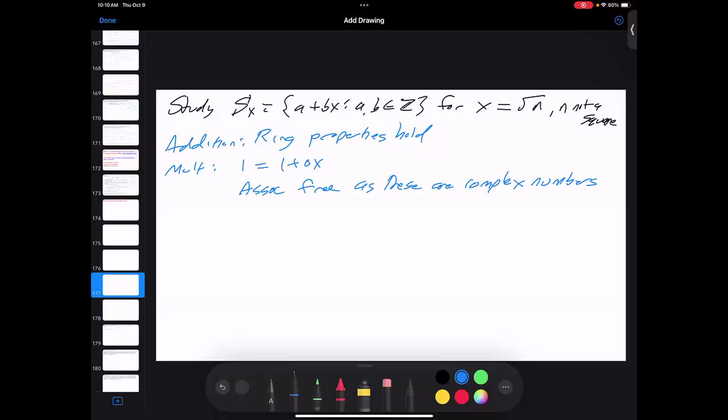Do we have to worry about inverses? No. So we just have to check what? What's the last property we have to check? Closure. So let's say I give you a plus bx times c plus dx. We multiply this out and we'll get a times c plus bcx plus adx plus bdx squared. But what does x squared equal?